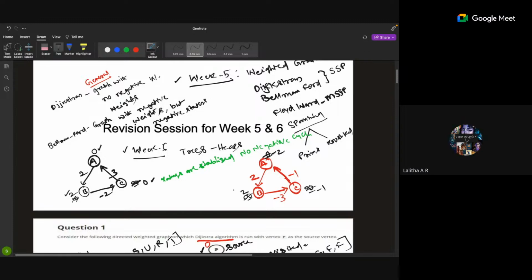Again one more edge relaxation. If you run it one more time, what happens? -2 will become 0, is it right? 0 - 3 will become -3. So -3 and -2 will become -4. See that the values are not stabilized. Not stabilized. That can be identified by Bellman-Ford.